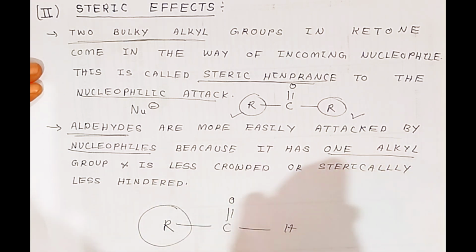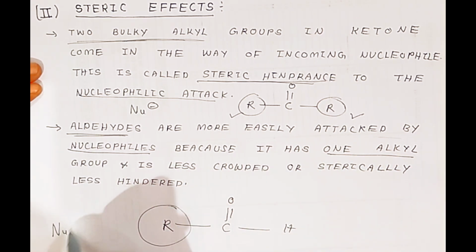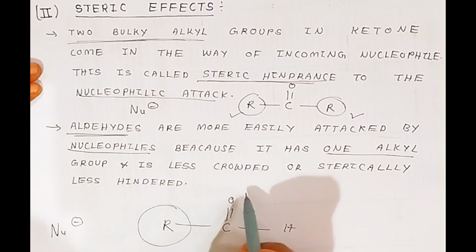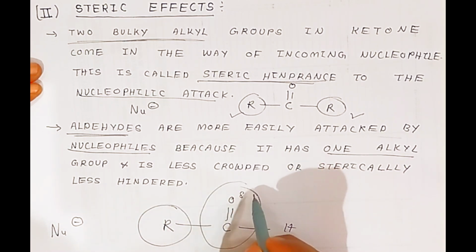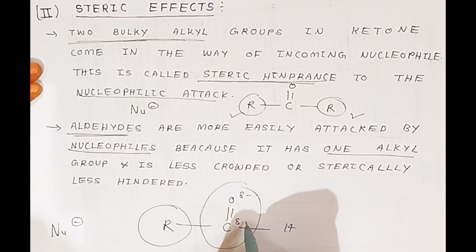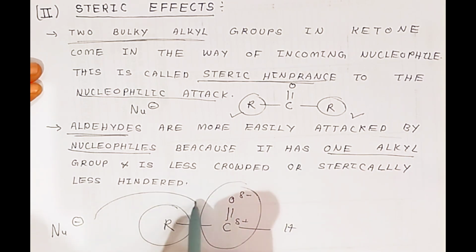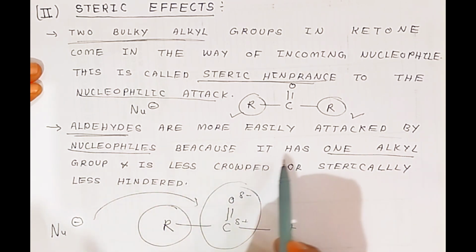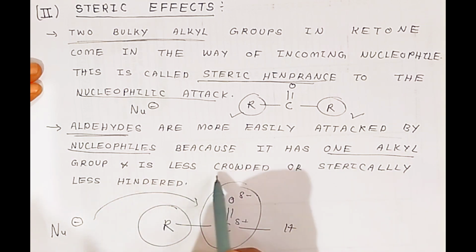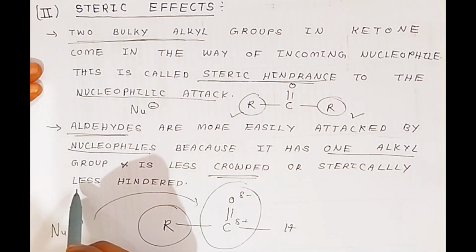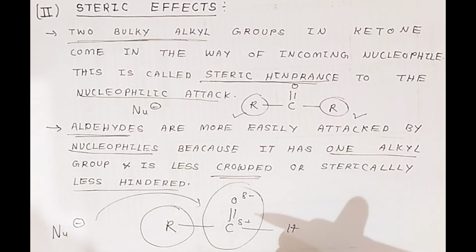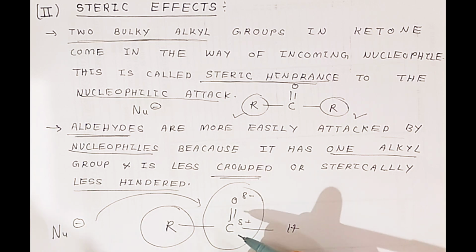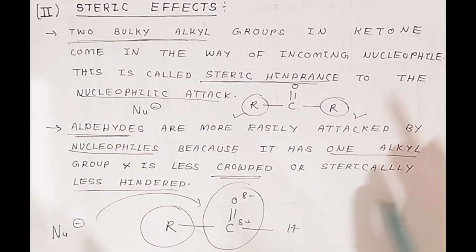So when a nucleophile comes, it is very easy to attack the carbon of the carbonyl. Here the oxygen will be delta negative and the carbon will be delta positive, so it is very easy to attack the carbonyl carbon. It has only one alkyl group, is less crowded and less hindered. That is why it is more reactive. Aldehydes are more reactive as compared to ketones. These are very important in terms of reactivity.